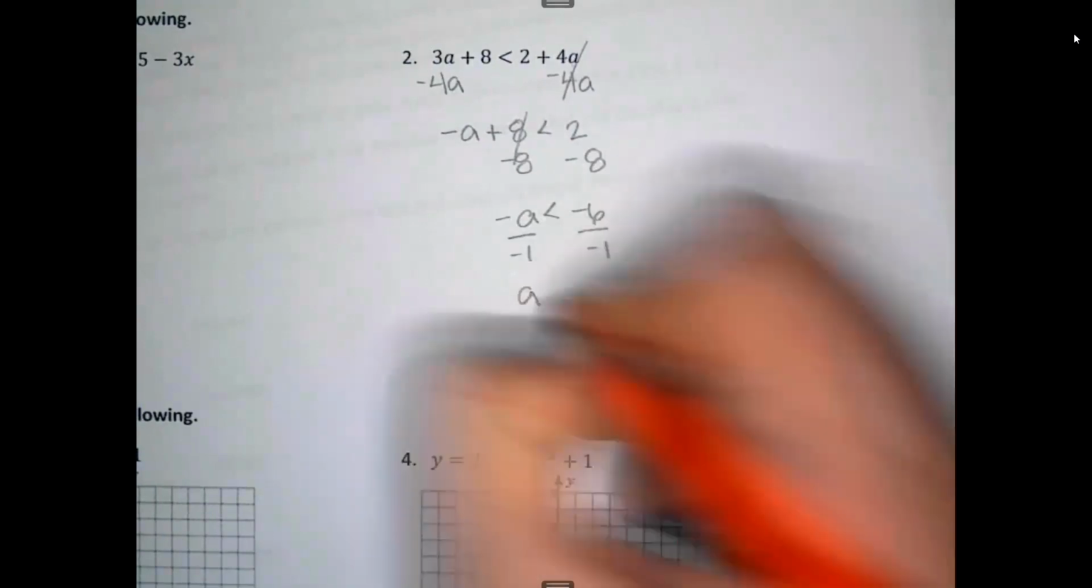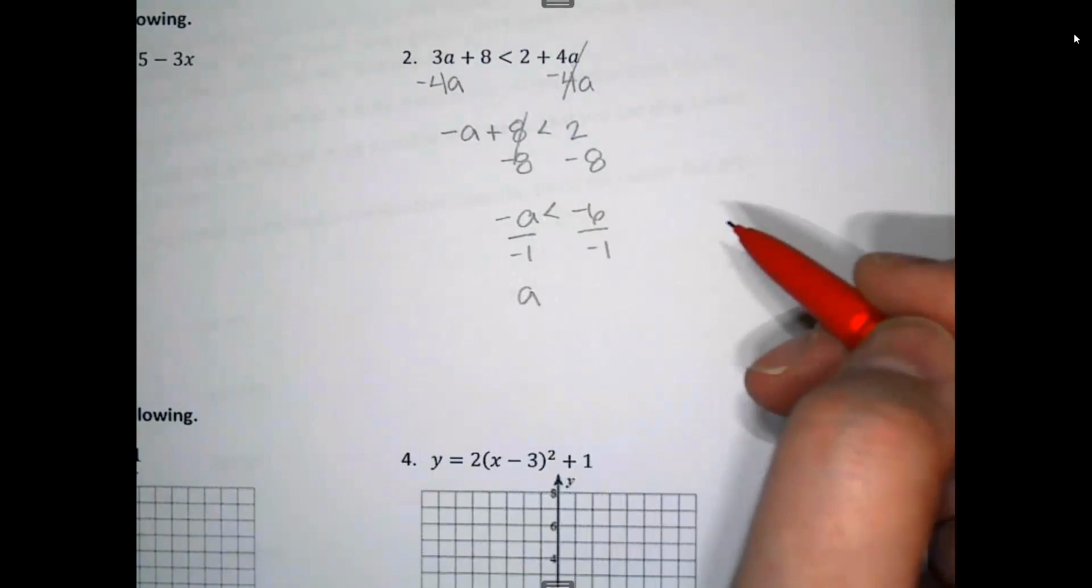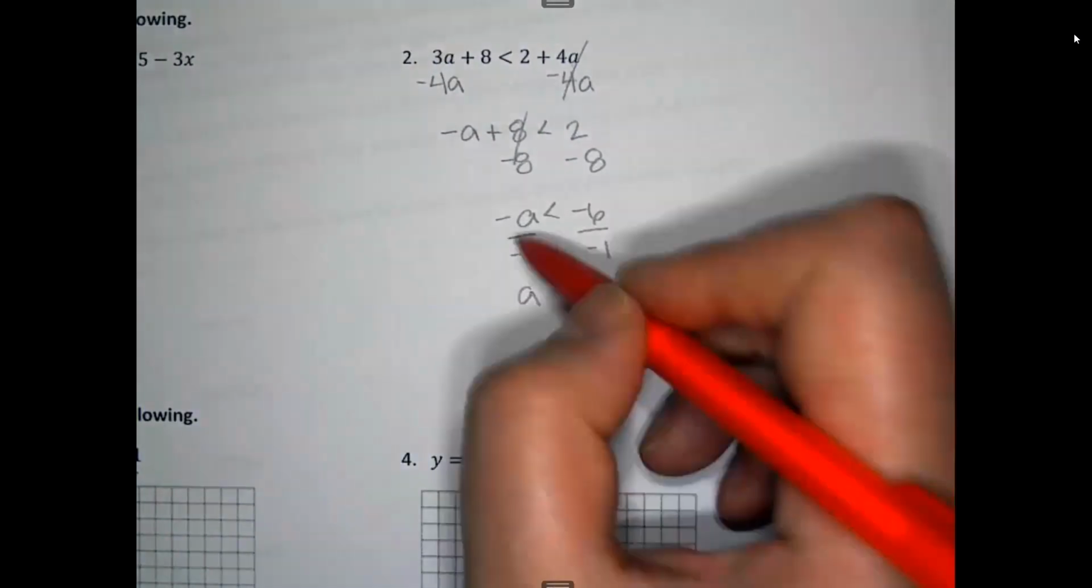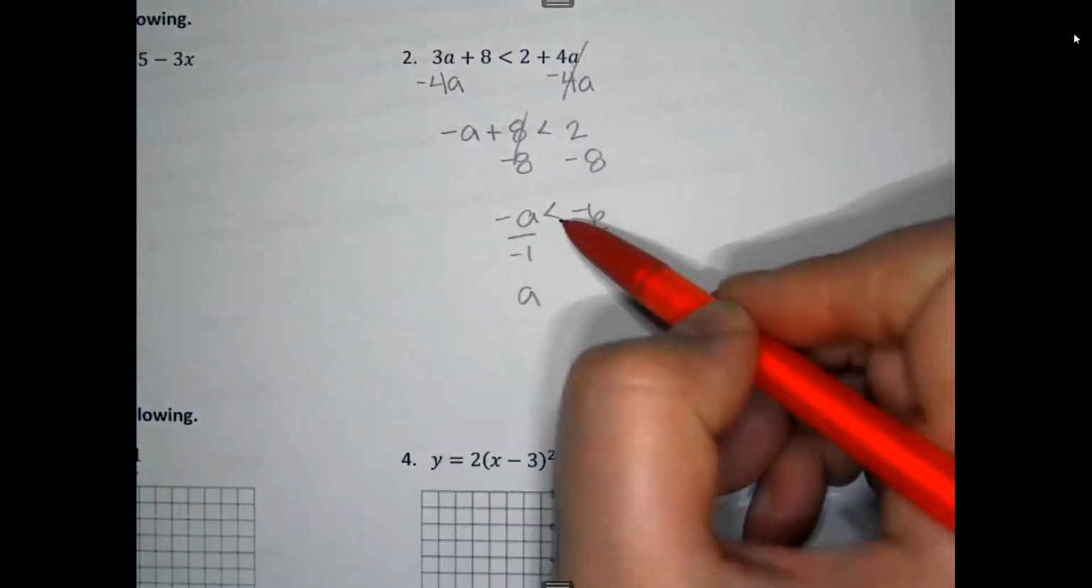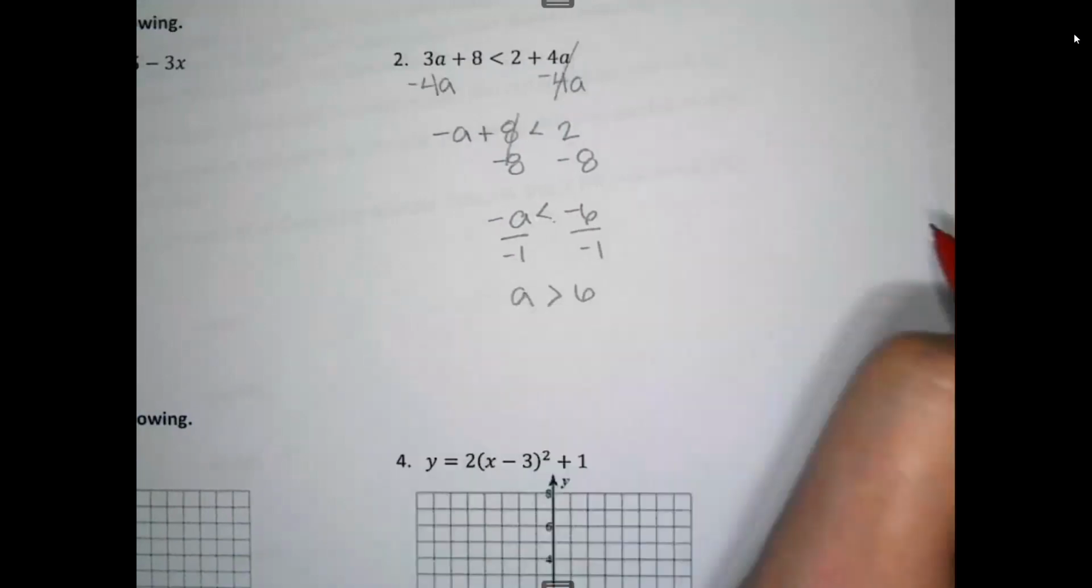It was a typo. What happens when we divide by a negative? Becomes a positive. And then what happens with our symbol? It switches directions. Yeah, it flips. -6 divided by -1 is +6. And there's our answer.